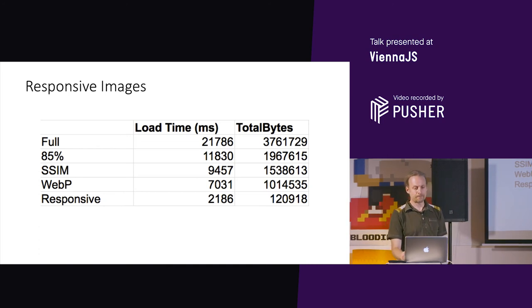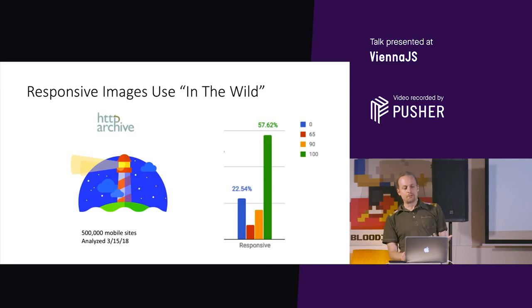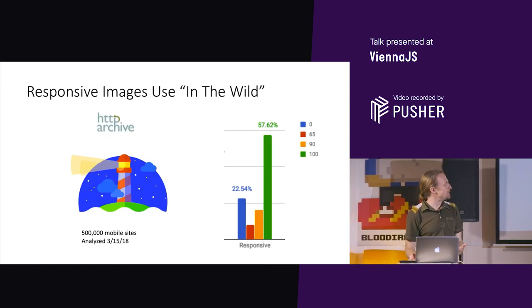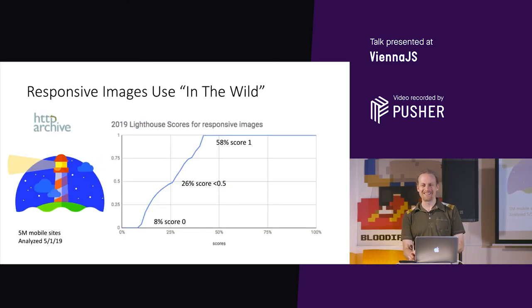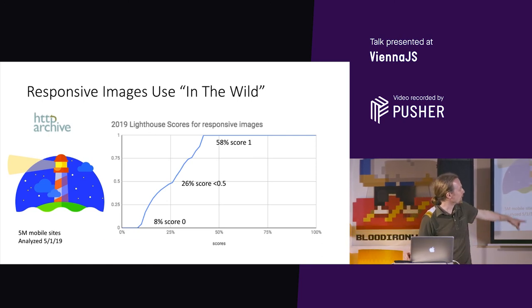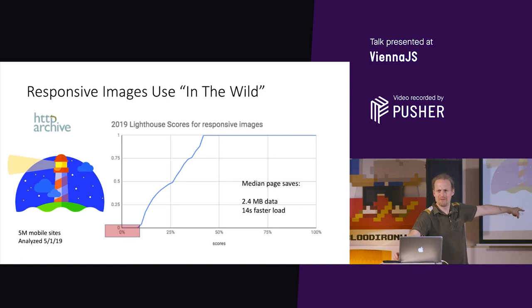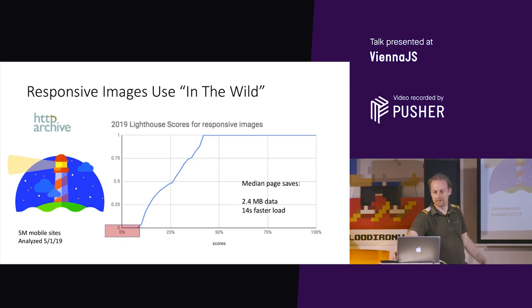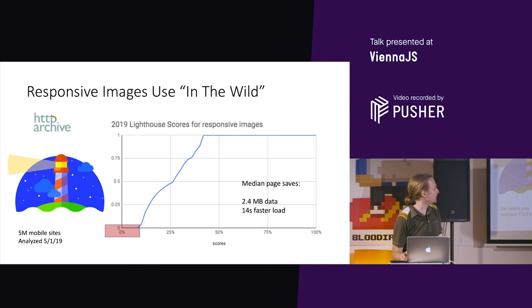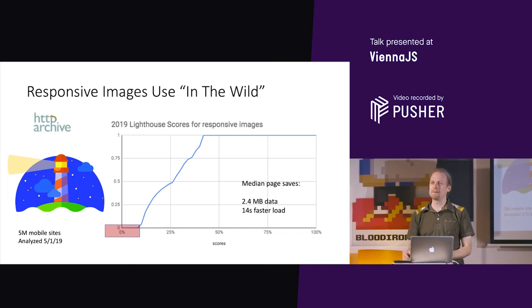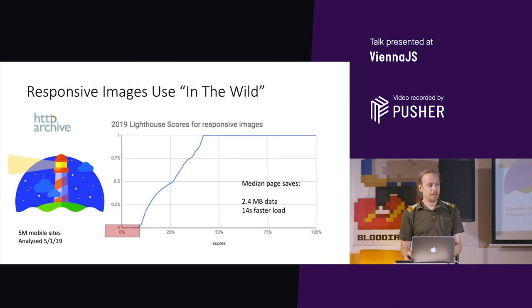Huge improvement. So if we look at responsive use on the web, last year 57% of the web was passing. This year 58% of the web is passing this best practice. We could still have room for improvement here. A quarter of the web is failing. We could speed up our pages by a median of 1.6 seconds. These folks down here, they're probably all the same websites that are failing all these best practices. But we're still looking at 14 seconds faster load time, 2.4 megabytes less data. These are web pages that are obviously serving huge images to mobile devices.